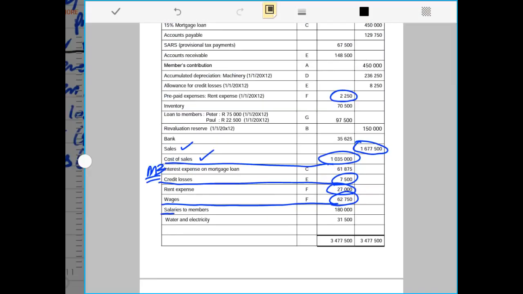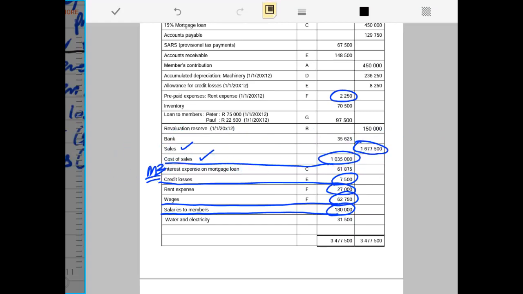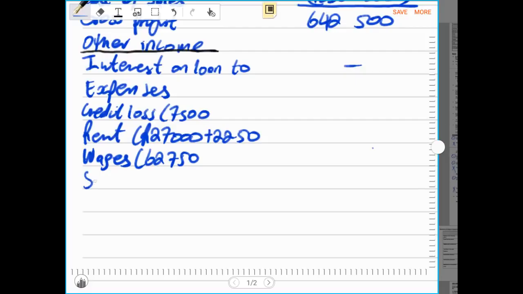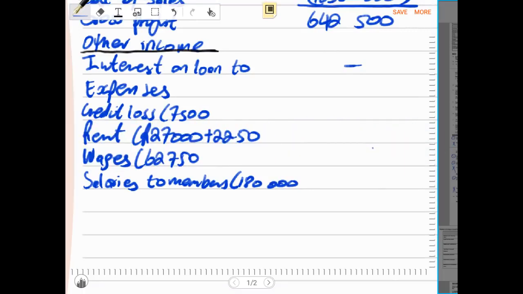The next one is salaries to members, 180,000 rands. Remember, salaries that are to members are recorded in the income statement just as a normal expense. Salaries to members amount to 180,000 rands.